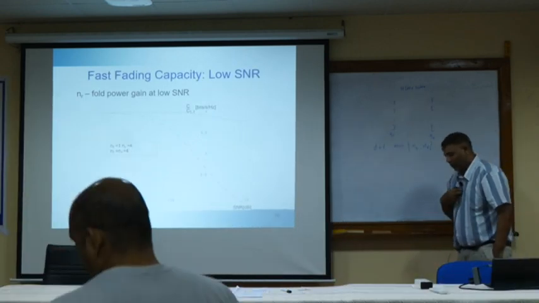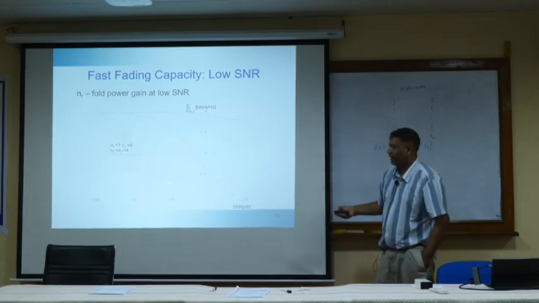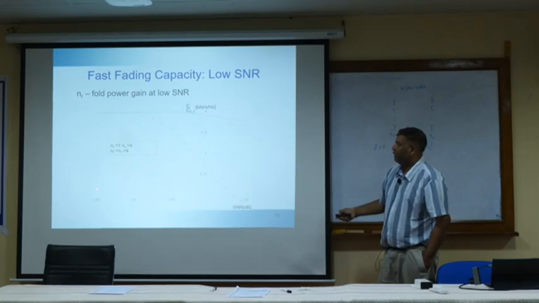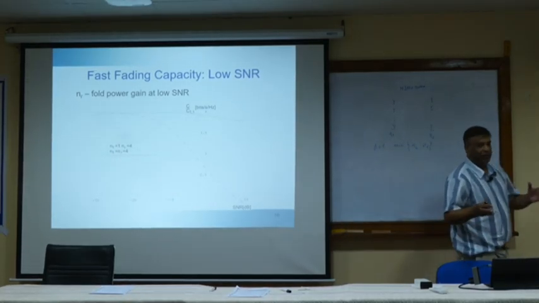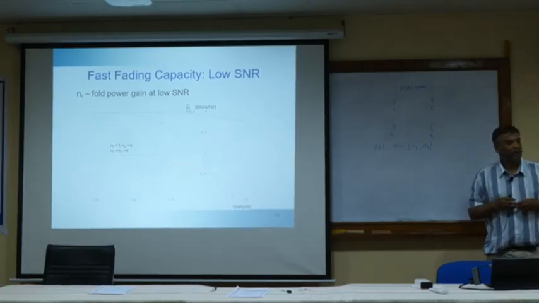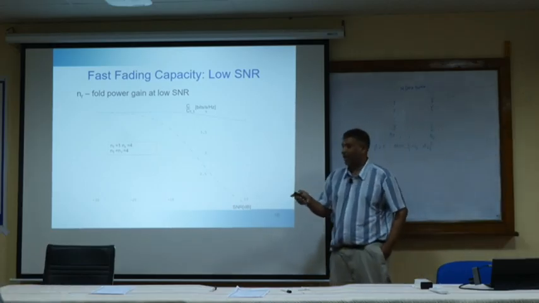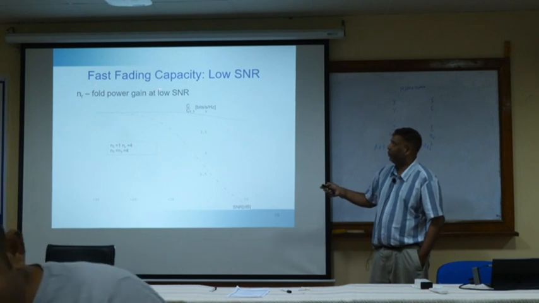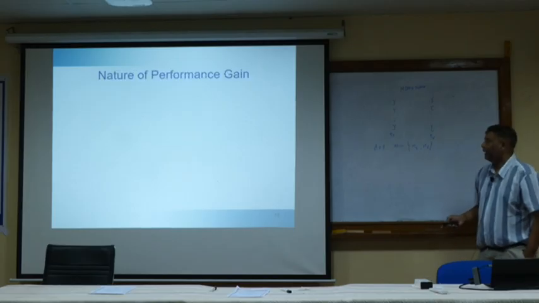And we also saw last class, at the end of the class, that in the low SNR regime, the MIMO and the SIMO will perform almost the same. So if the system is operating at the low SNR regime, we don't need a MIMO system. We can use a SIMO system to get the performance enhancement. So we get NR-fold power gain in the case of a SIMO system.